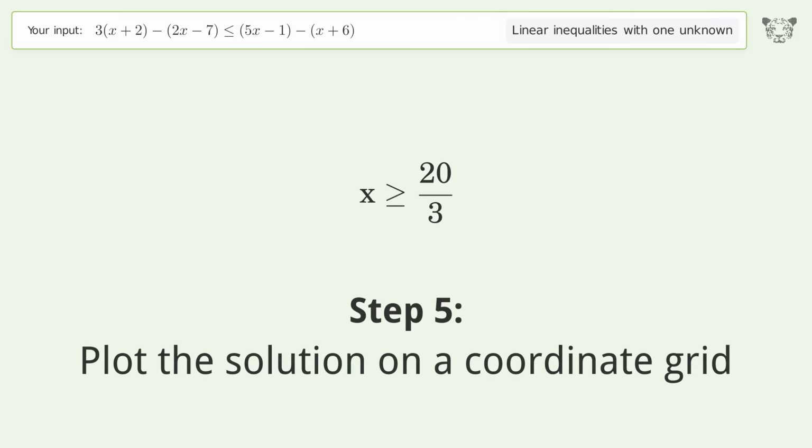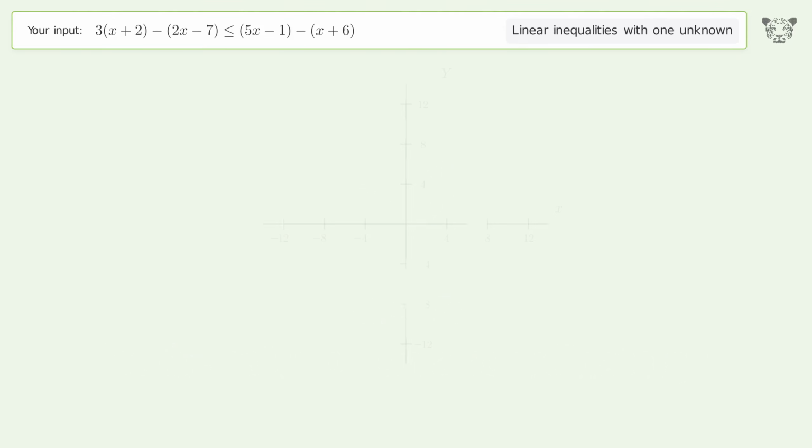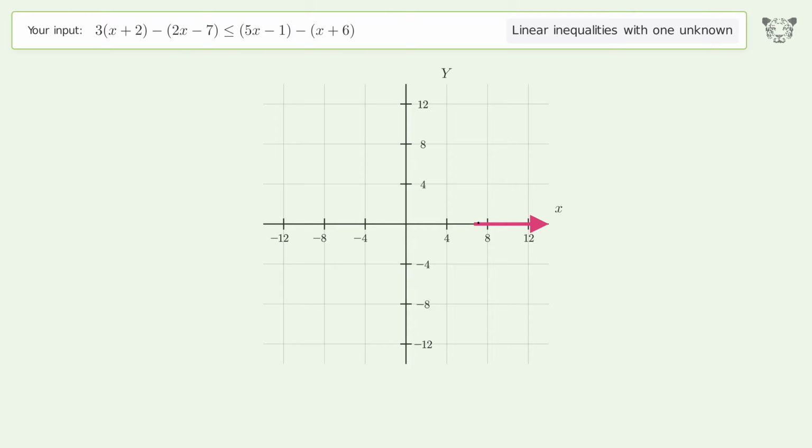Plot the solution on a coordinate grid. And so the final result is x equal or greater than 20/3 equal or greater than 62/3.